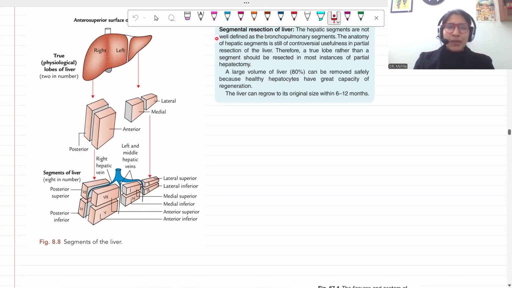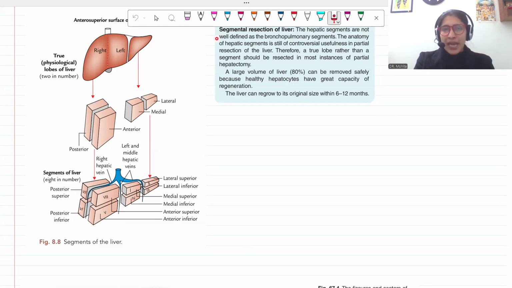Now talking about the segments of liver, तो ध्यान से सुनना. The right lobe is divided into anterior and posterior halves. The left lobe is divided into medial and lateral halves. ध्यान से. Anterior, posterior on the right side, medial, lateral on the left side. Now, if you divide everything into upper and lower, we will have 8 segments in total, as you can see right here.